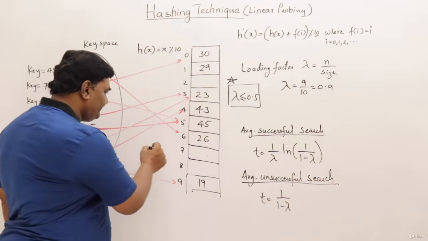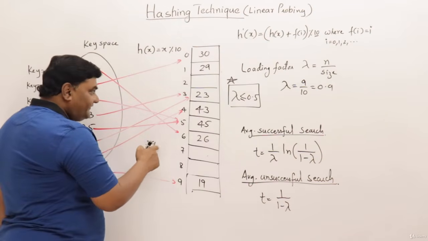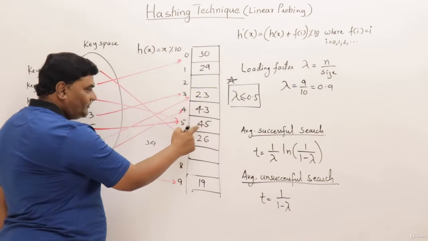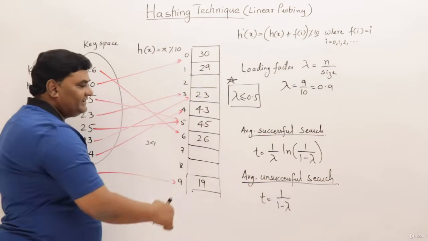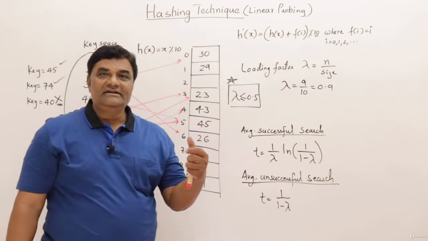Now I am searching for 34. So for 34, you go to index 4. Is it 34? No. Is it 34? No. Is it 34? No. There is a free space, blank space. So we reach blank space, key is not found.